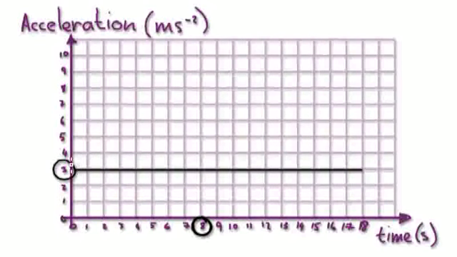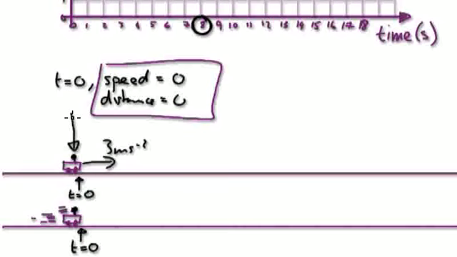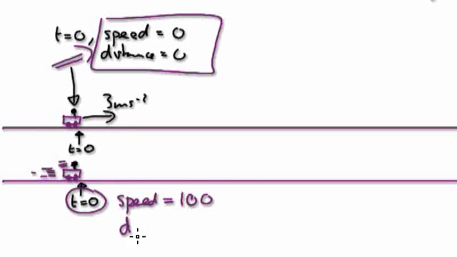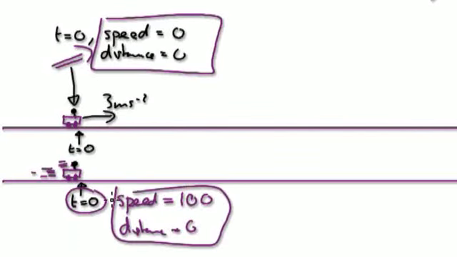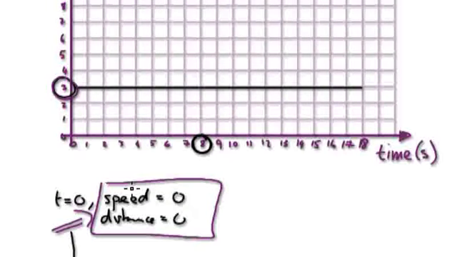So here, all that you know is that something's traveling faster and faster. I need to give you some initial conditions. Here in the second scenario, I would say the speed when t equals 0 is 100, and distance is 0. So let's just look at this first scenario here.